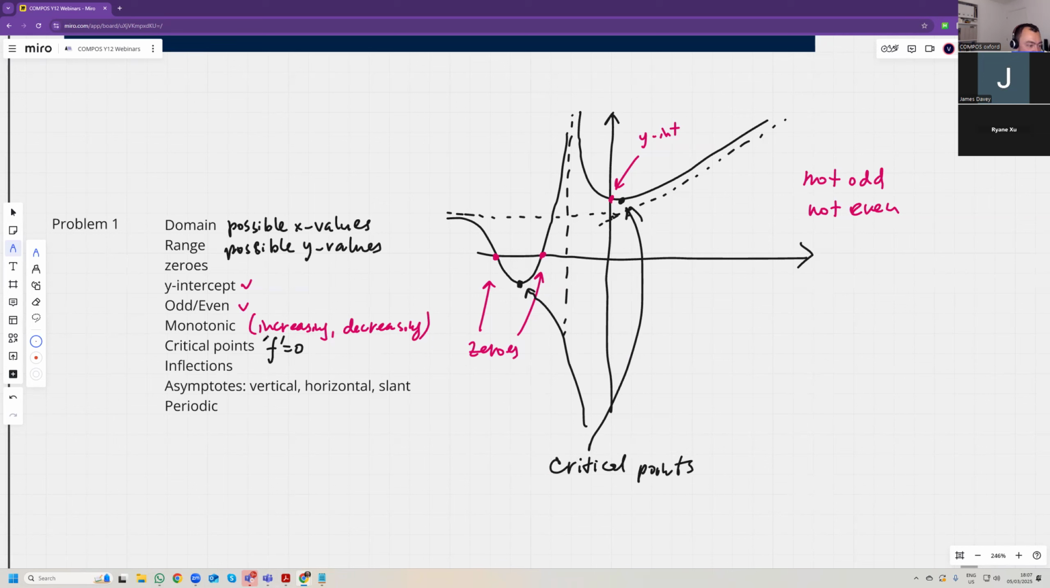Inflection. A point of inflection is where the second derivative is 0. And here, this would be a point of inflection, roughly. That's the only one. Asymptotes, vertical, horizontal, slant. So we have a vertical asymptote. We have a horizontal asymptote. And we have a slant asymptote, the one that is at an angle.